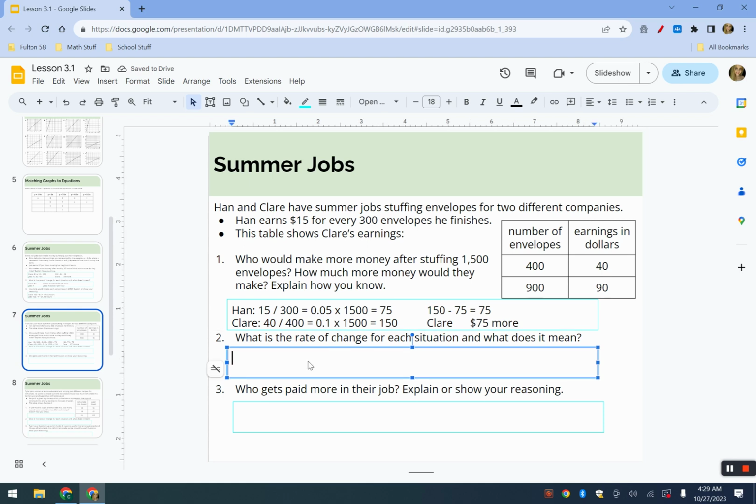Now, the rate of change is actually what we have already found. So the rate of change for Han is 0.05, and the rate of change for Claire is going to be 0.1.